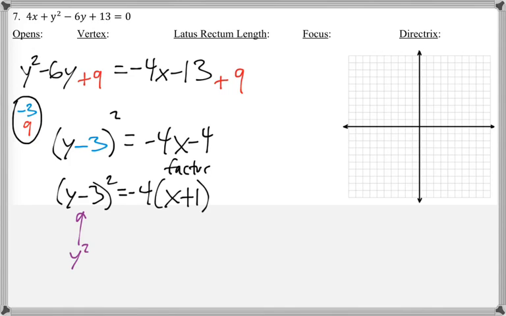My y is the term that's squared, and my 4a is negative. So because y is squared, I know it's either left or right, and then because 4a is negative, I know for sure that it's left. Okay, my vertex is going to be negative 1, 3.